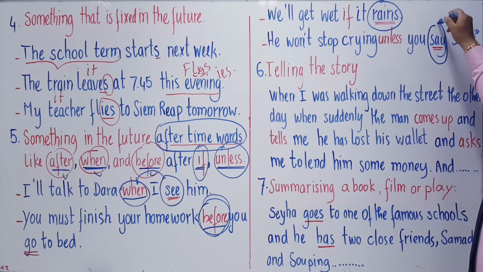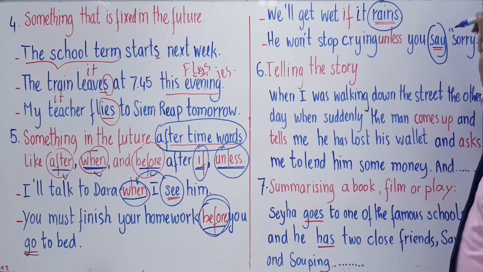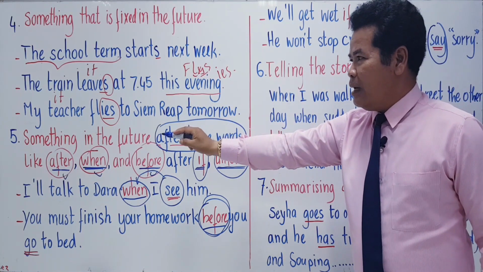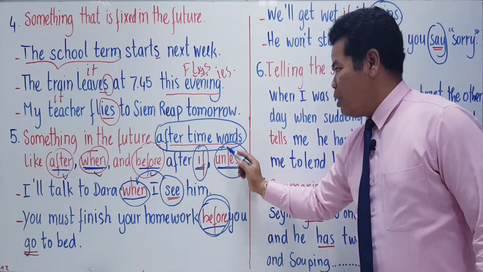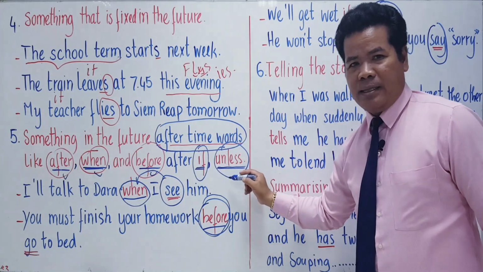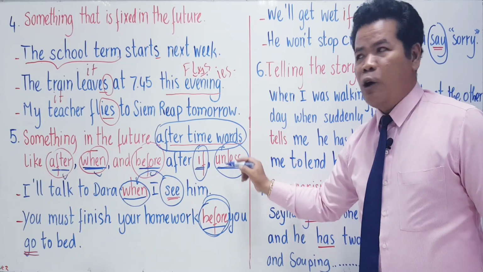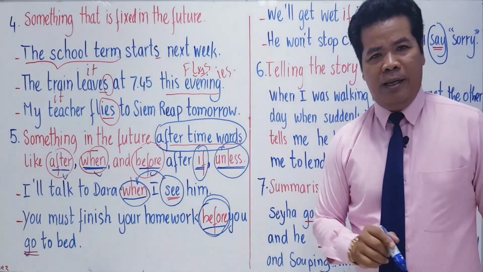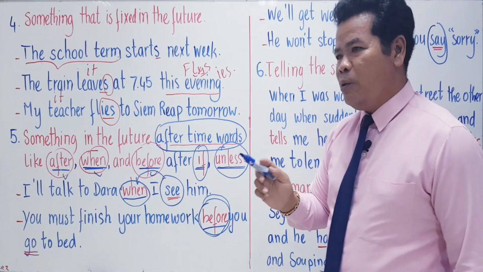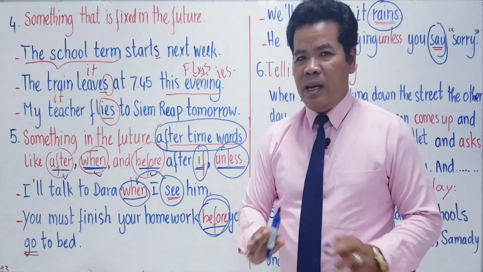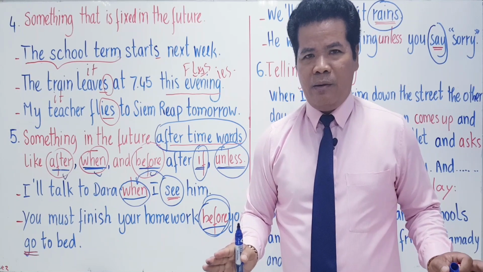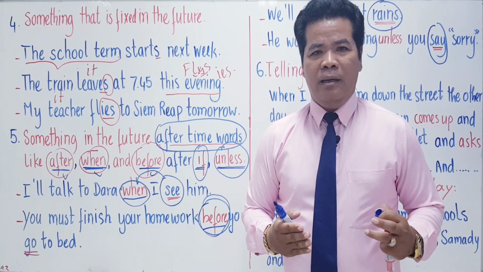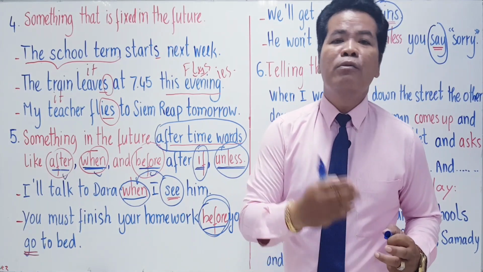The reason why we use say here is because rule number 5 says that after time words and after if and unless, we use the present simple just to follow the rule. If you follow the rule, you will not hesitate to use the tense anymore. Alright? You feel confident in using it if you remember the rule.